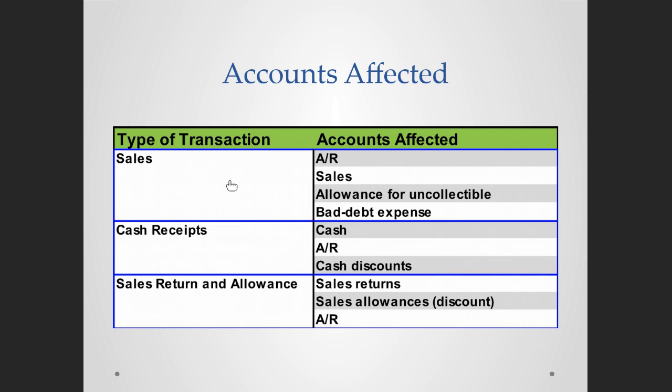Now, the accounts that are affected because of the transactions, the first one is sales. So you debit accounts receivable and you credit sales. Anytime you have accounts receivable, you have two other accounts that come with it. One is the allowance for uncollectible, meaning the percentage of the accounts receivable you think you're not going to collect cash for. And the bad debt expense is the expense because of those uncollectible items.